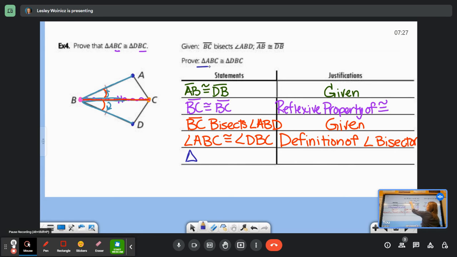So I look at my proof statement. This is always the last line of my proof. It's like they gave it to you. ABC is congruent to triangle DBC by side angle side. Ta-da!